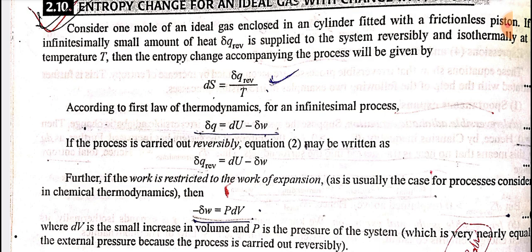Consider 1 mole of an ideal gas enclosed in a cylinder fitted with a frictionless piston. If an infinitesimally small amount of heat δQ is supplied to the system reversibly and isothermally at the temperature T, then the entropy change accompanying the process will be given by dS is equal to δQ reversible by T.